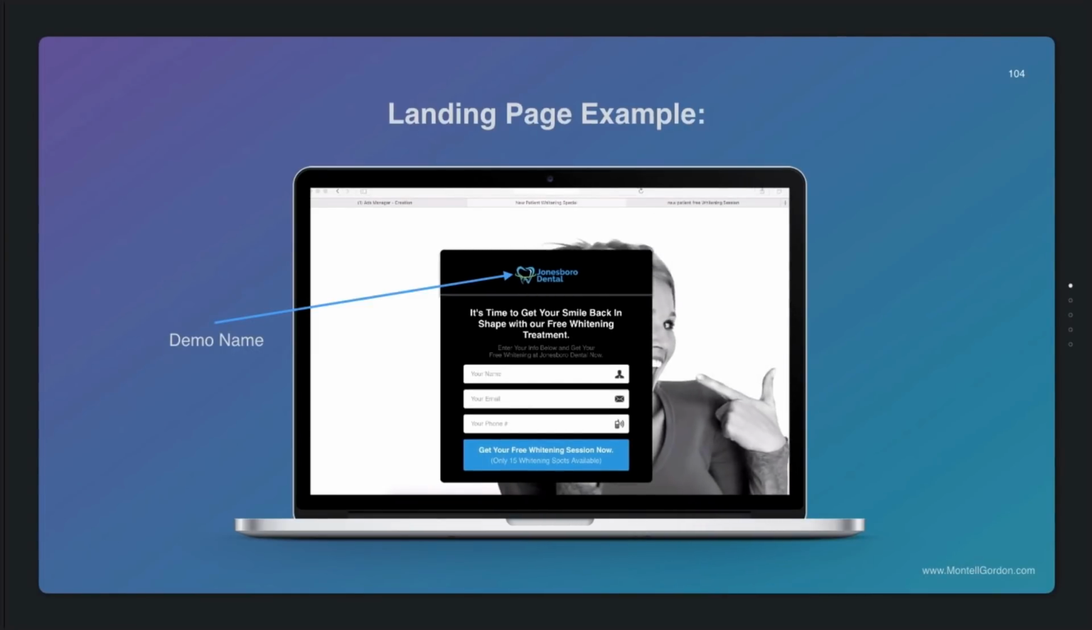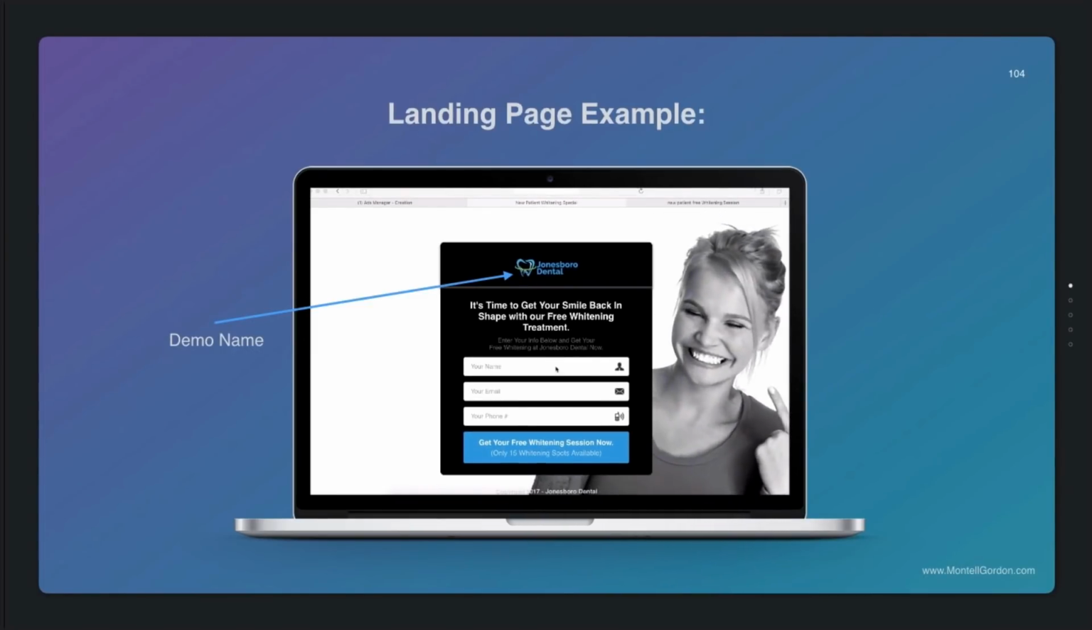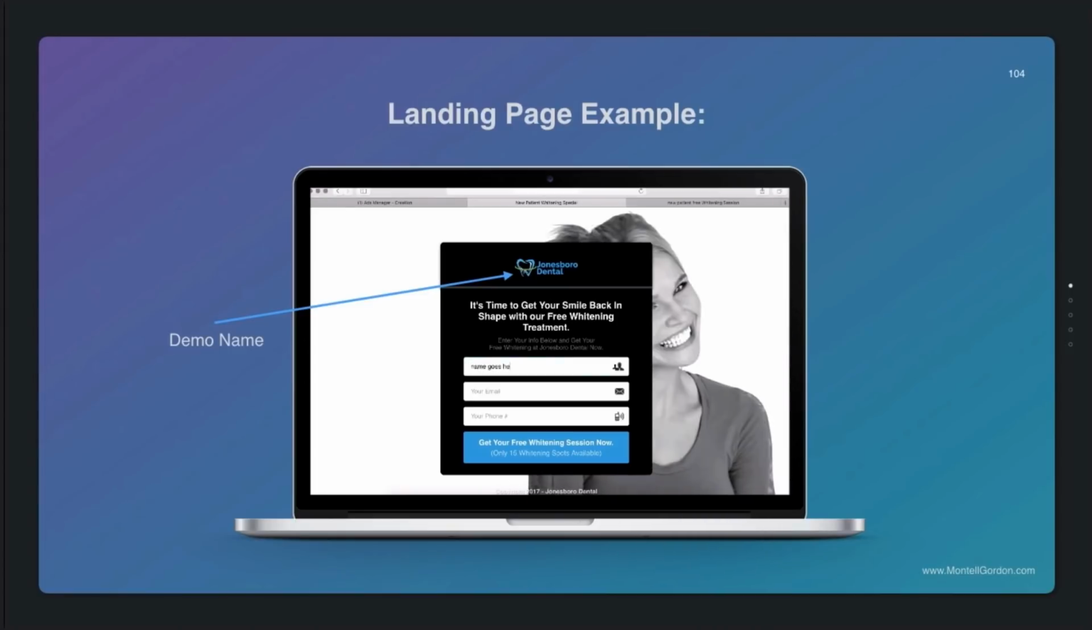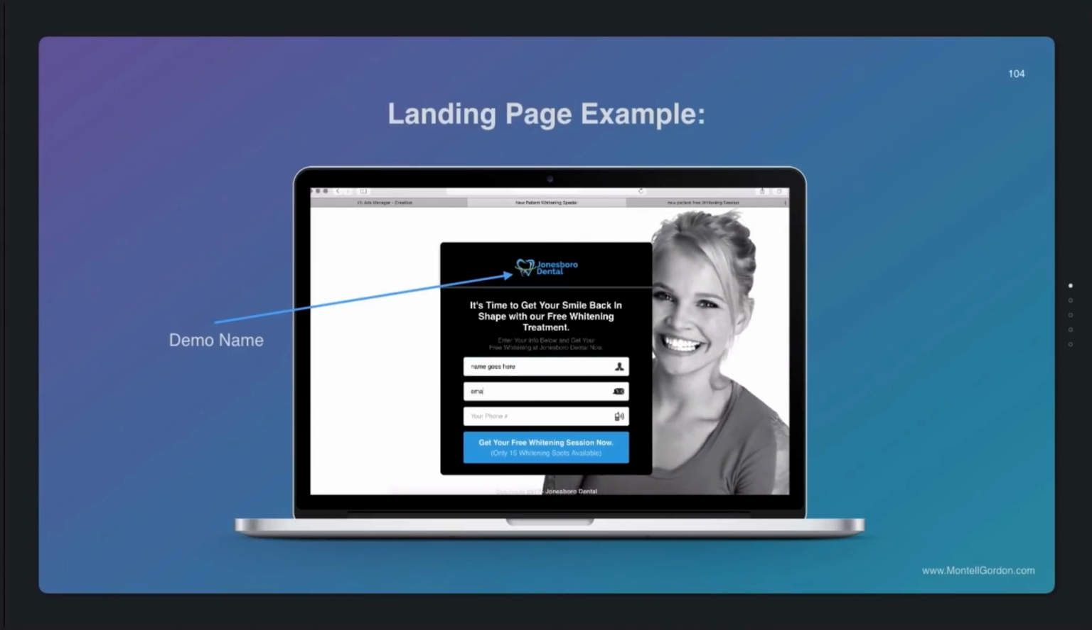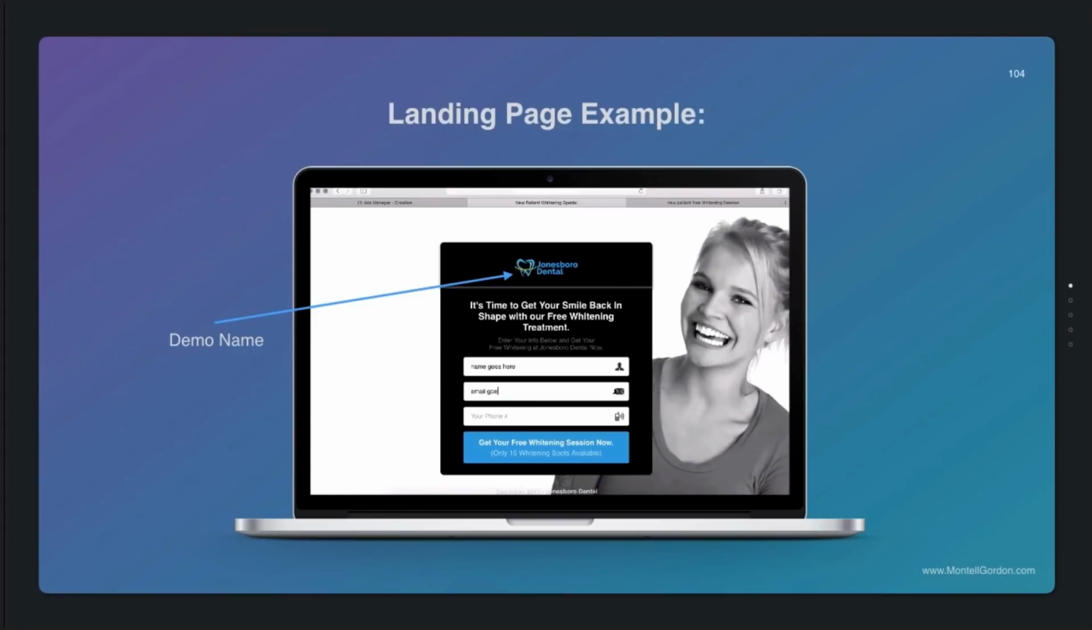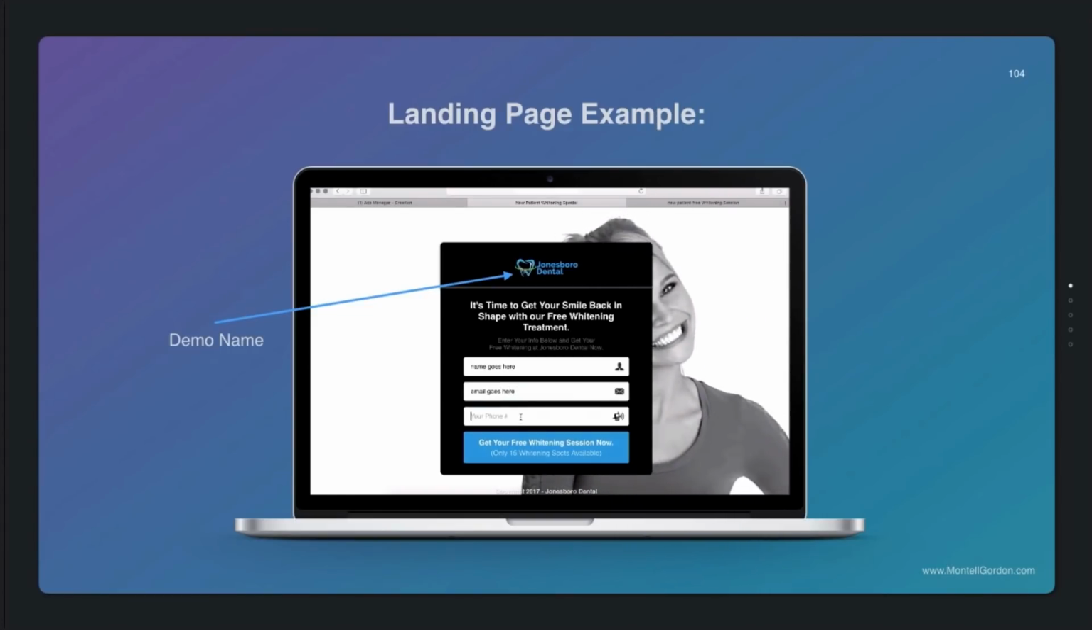This is just a demo template. Of course, we matched it up to my dental client's brand colors. His was white and gold, so we changed it to white and gold, and we changed the text on there, of course, to free veneer consultation. Like you can see, the name goes at the top, email in the middle, and phone number at the bottom, and then they can click to get their free veneer consultation.